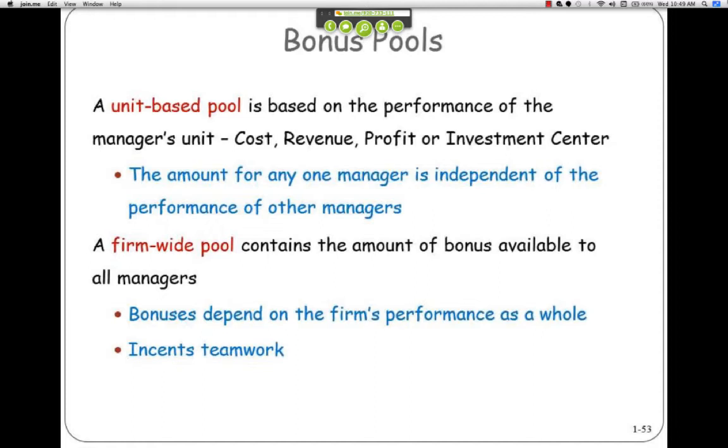The pool, the bonus pool. Generally speaking, bonuses are paid out of two pools. A unit pool, which is your specific strategic business unit is given a certain amount of money to split out, and then also a firm-wide pool. The goal here is to incent your unit to do well and to incent teamwork across units. So you get money from the firm-wide pool based on how well you played with the rest of the organization.